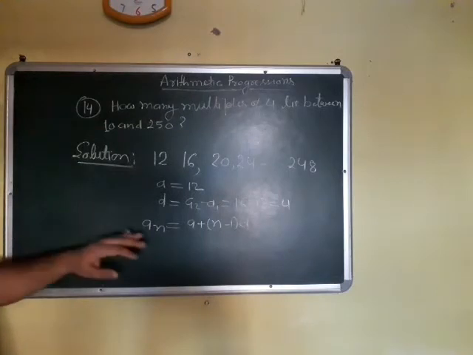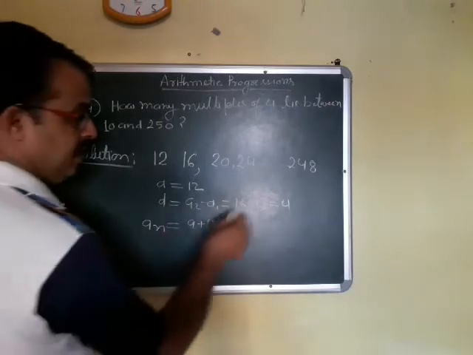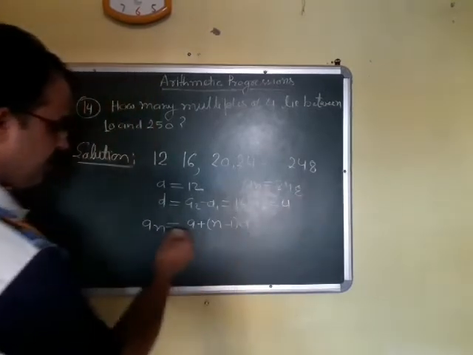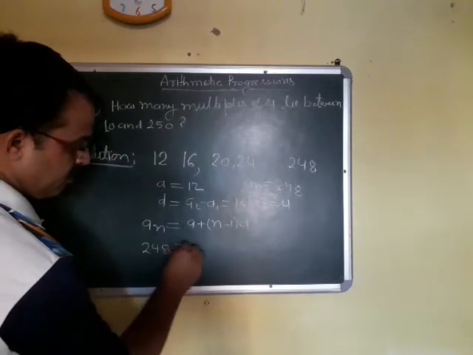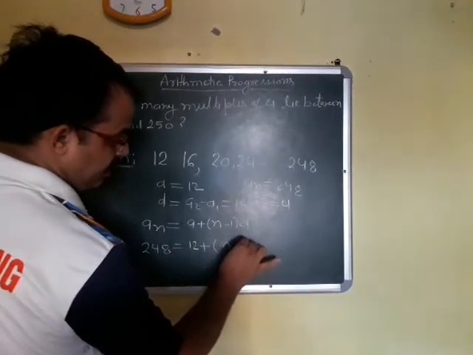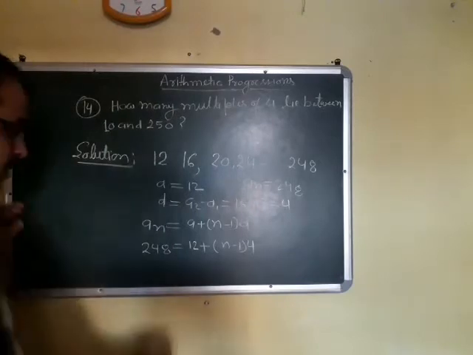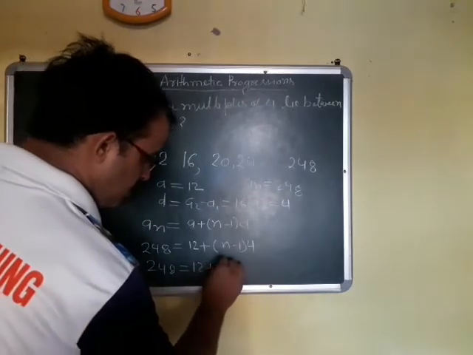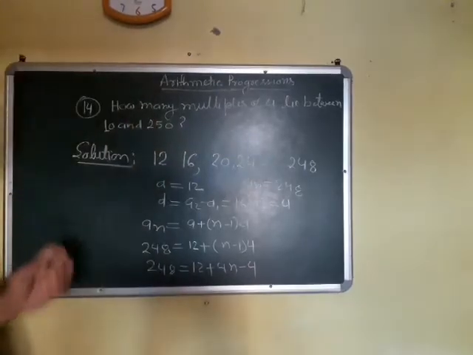So what do we find here? We need to find n, and here is A1. An is given here as 248. Now put the values. An is equal to 248, which is equal to A, the first term, 12, plus (n minus 1), and D here is 4. Now 248 is equal to 12 plus 4n minus 4.